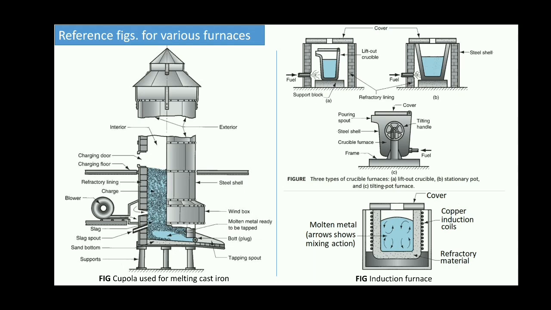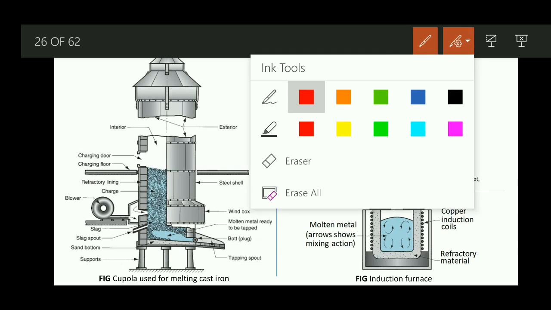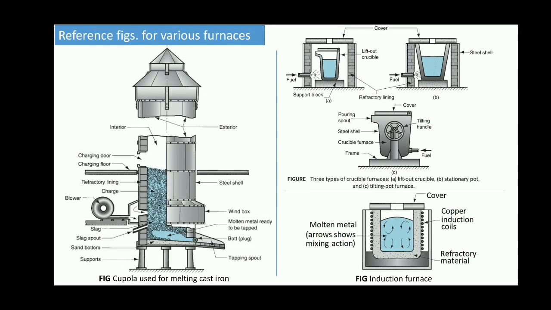Similarly, we can have different types of crucible furnaces. Various types of crucible furnaces are shown here. The first one is a lift-out type of crucible, the second one is a stationary type of pot, and the third one is a tilting type, so the name itself suggests it. From the first one we can see that we have to lift it out after we have achieved the molten metal. Similarly, in the third one there is provision for tilting the whole furnace, and we can get the molten metal out.